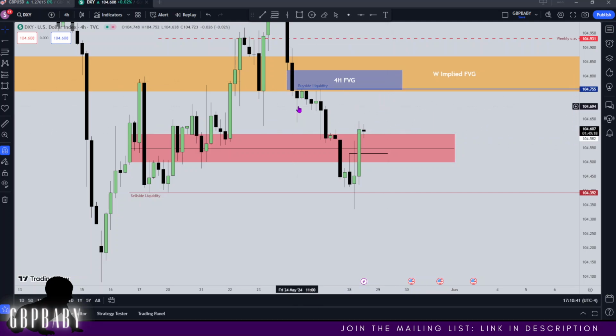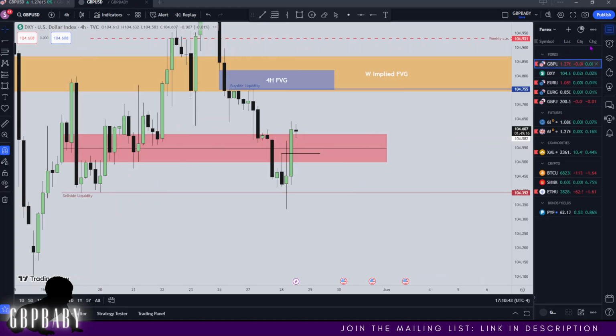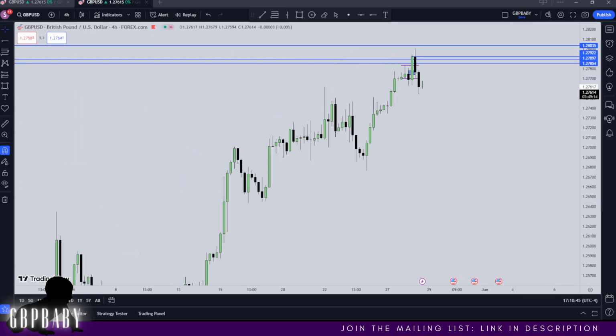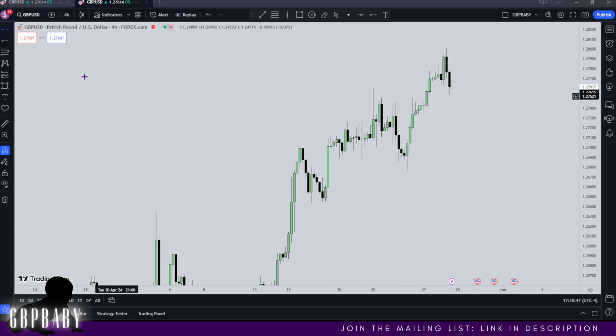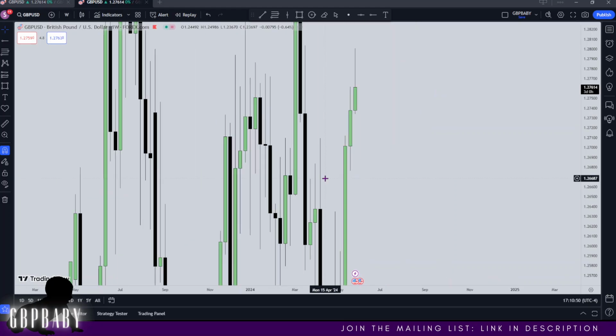So that's how I'm looking at dollar. I hope that all makes sense. Let's now head over to GBP USD. So I've got lines all over the place. I'm going to clean it up a bit, and we are going to start on the weekly here as well.